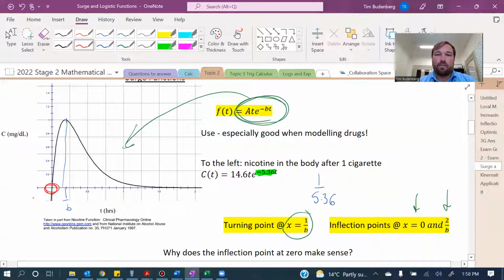The reason that kind of makes sense and why it's exceptionally good for us to model drug uptake is because this steepness of this curve models how quickly your body is absorbing the drugs. And when you first take the drugs, your body has a whole bunch of drug inside it and no breaking it down yet.